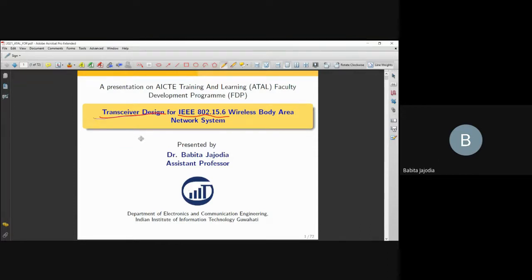First of all, it's a transceiver design, right? The word transceiver itself indicates a combination of transmitter and receiver. So basically we will be discussing the transmitter and the receiver design. Then IEEE 802.15.6 indicates that it's an IEEE standard which is specific for the wireless body area network.